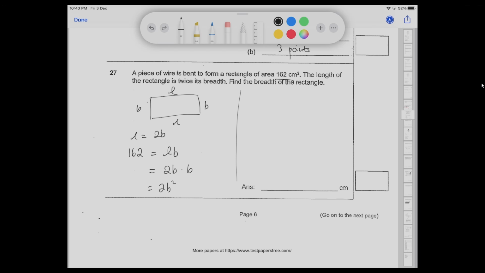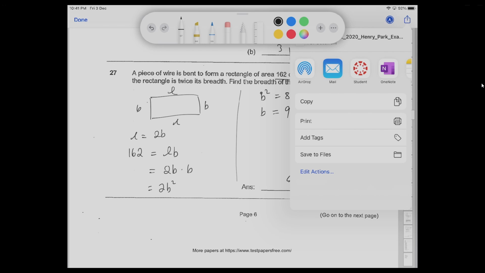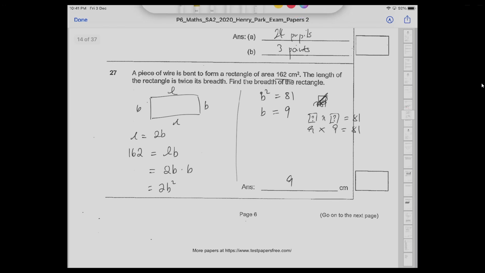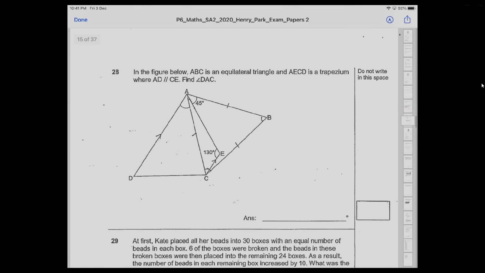So in this case you divide both sides by 2. 162 divided by 2 is 81. B squared equals 81. You get B equals 9 cm. How do you get 9? Just square root 81. What number squared equals 81? 9 times 9 is 81. That's it, 9 cm. Okay, let's move on to question 28.